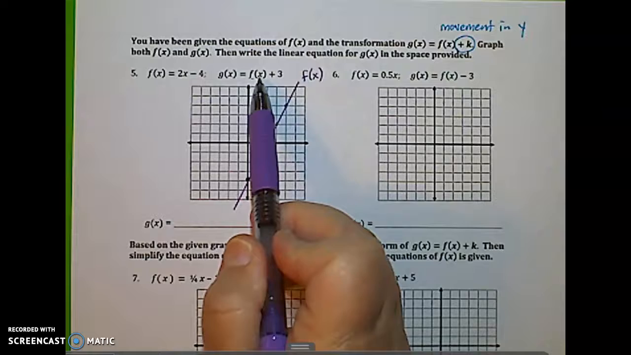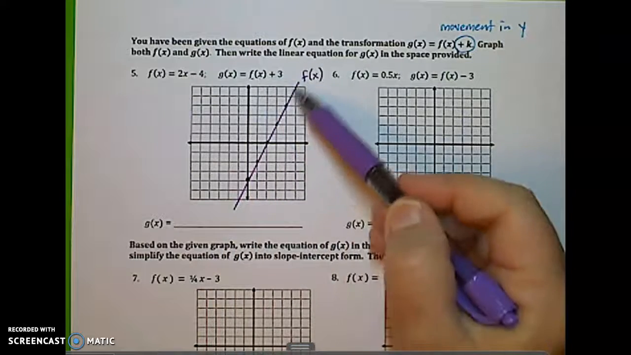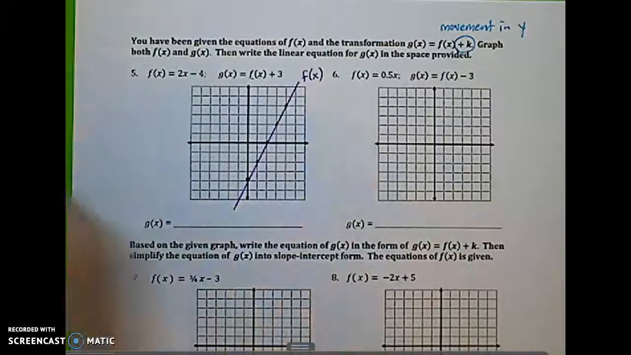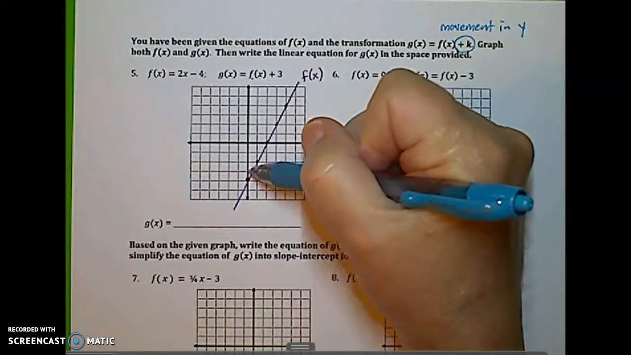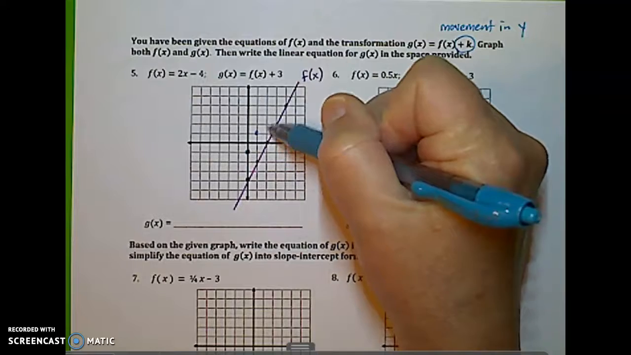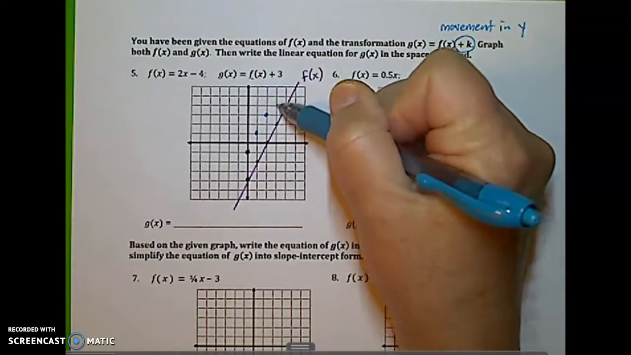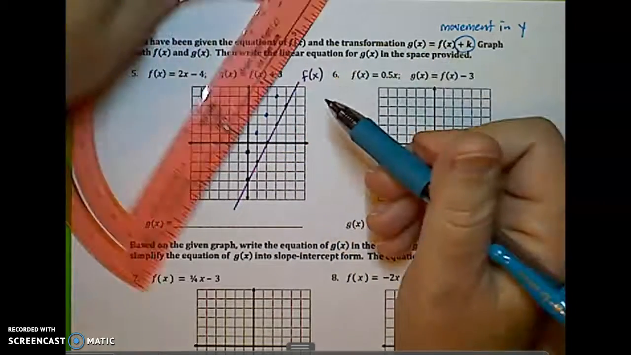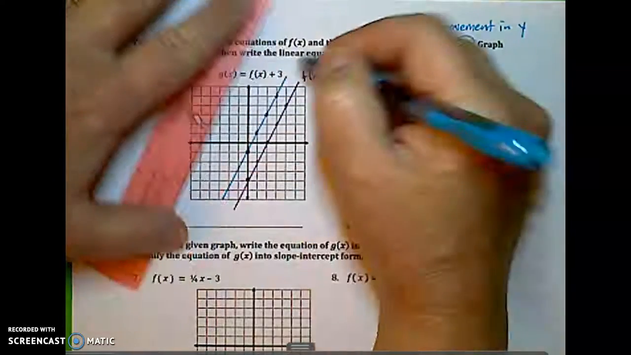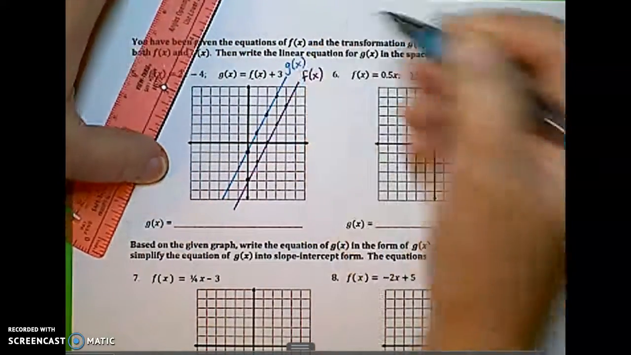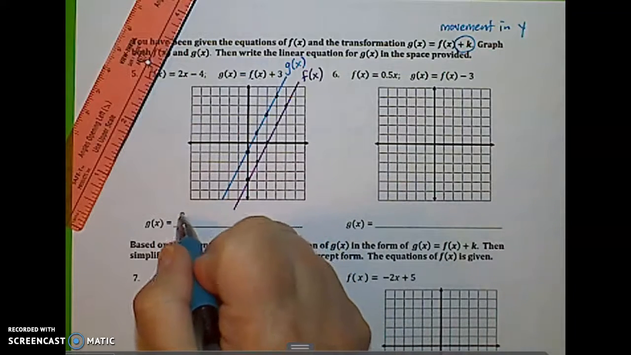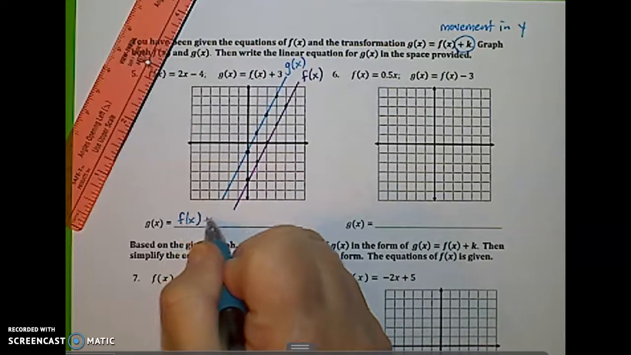G of x is f of x plus 3. So that's basically saying it's this line plus 3 units everywhere. So I'm going to actually move every point up 3. 1, 2, 3. 1, 2, 3. I only need to do enough so I can get a good line. And this is g of x. So g of x equals f of x plus 3.